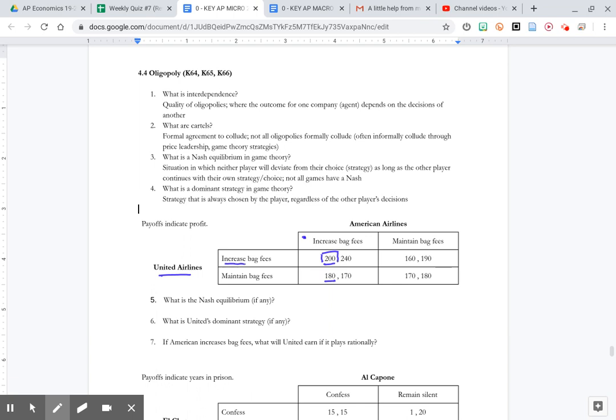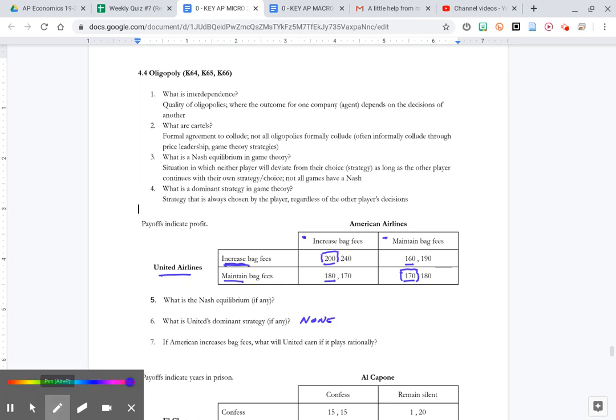Now, if they think that American is going to maintain, they could either get 160 or 170. So this is a situation where they would prefer 170. And so they do not have a dominant strategy. And that's actually this question here. None. And that's because in some cases they will increase their bag fees, in other cases they'll maintain.